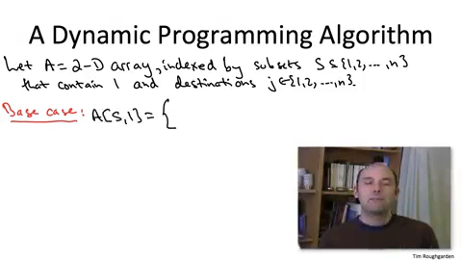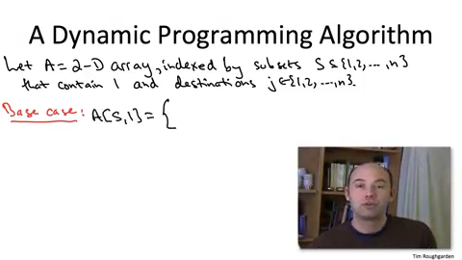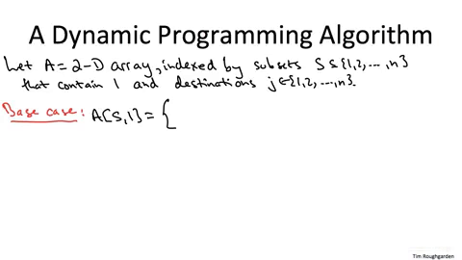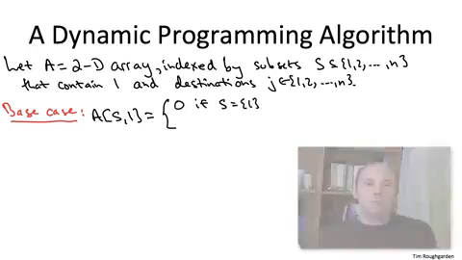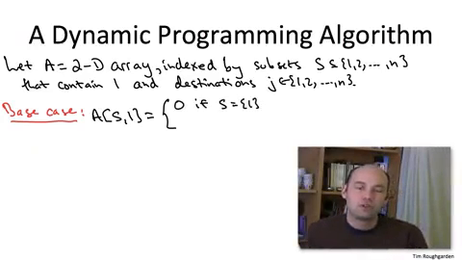Now, if S happens to contain just the vertex 1, then the empty path goes from 1 to 1 with no intermediate stops. That has length 0. Otherwise, if S contains extra vertices, there's no way to go from 1 back to 1 with intermediate stops, visiting vertex 1 only once. So we define the other subproblems where j equals 1 to have plus infinity value.